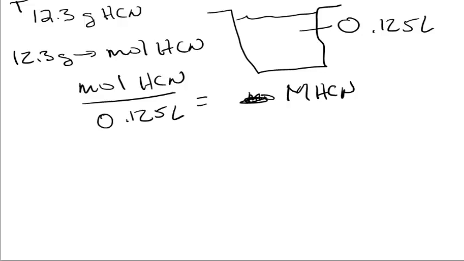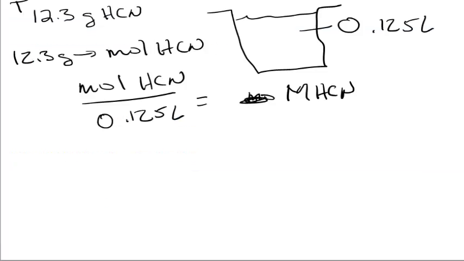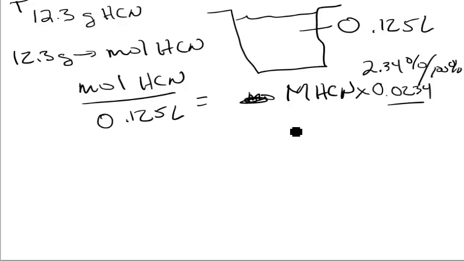But in this particular problem, let's double check this. We know it's only 2.34% ionized, so we'll take that molarity, multiply it by 0.0234. Remember, that's 2.34% divided by 100%. And that will tell us what the concentration of H3O+ is. How many of those H pluses come off of the HCN? And that's our concentration.